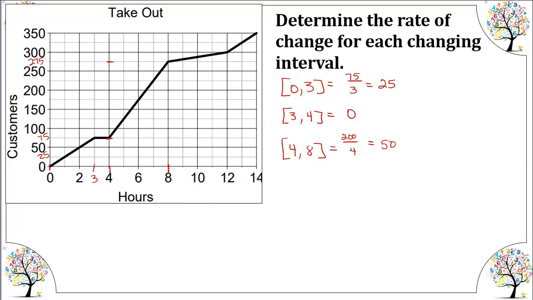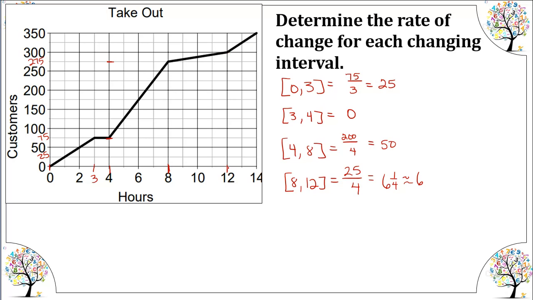Then we have from 8 until 12, so hours 8 until 12. Let's see how many customers they had per hour. So from 8 to 12, it went from 275 up to, looks like 300, so that's 25 over 4. So this is not going to come out exact number, and we're talking about people. So 4 into 25, that's 6 and 1/4. So let's just round it to 6 people per hour. So it's kind of real slow between hours 8 and 12.